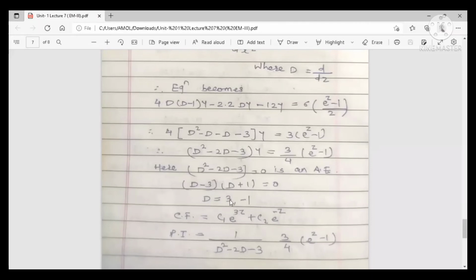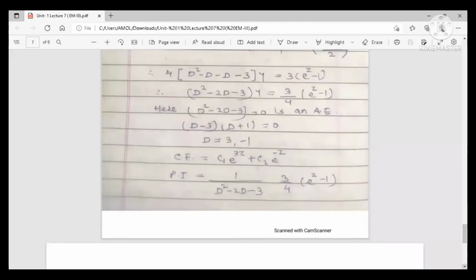And so d is equal to 3 and minus 1. These are the factors here. So for the complementary function, there are two factors, both are real numbers and they are distinct. Distinct means different. So the complementary function is C1 e raised to 3z plus C2 e raised to minus z. Okay. So what is the particular integral?